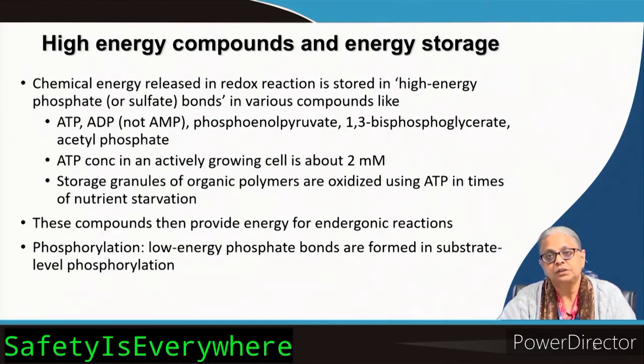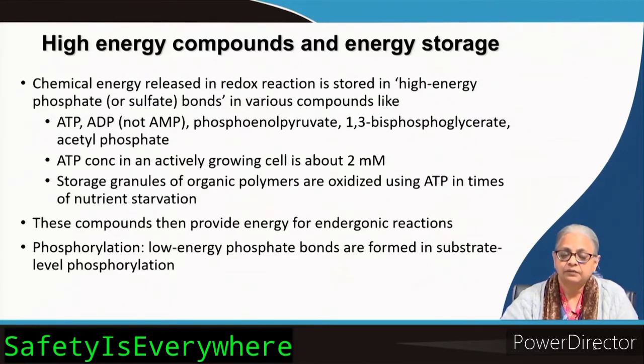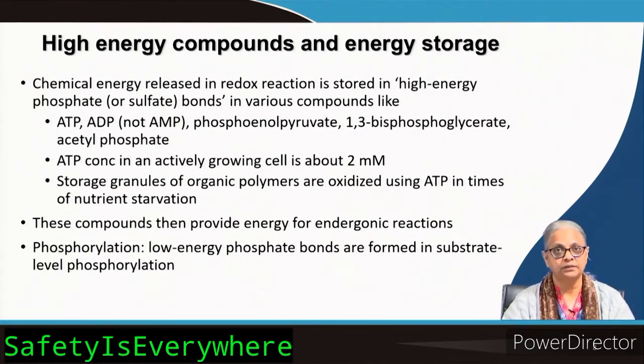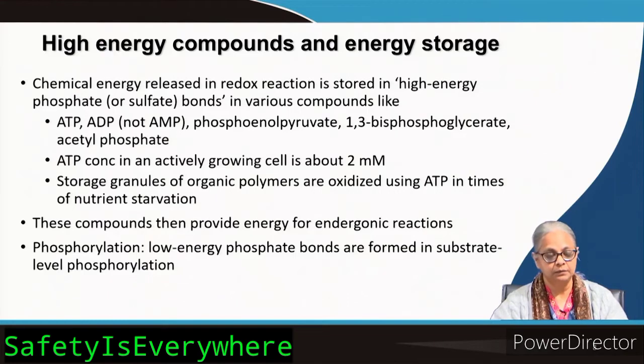So chemical energy which is released in the redox reactions has to be stored in high energy phosphate, or in some cases in sulfate bonds. So we have ATP and ADP. These are both high energy bonds. AMP on the other hand is a low energy bond. Then we have phosphoenol pyruvate, we have 1,3-bisphosphoglycerate as well as acetyl phosphate. These are all examples of high energy bonds. ATP concentration in an actively growing cell is 2 millimolar.